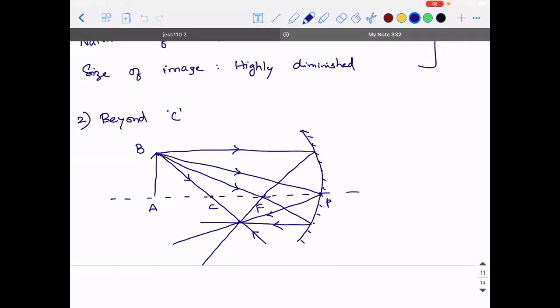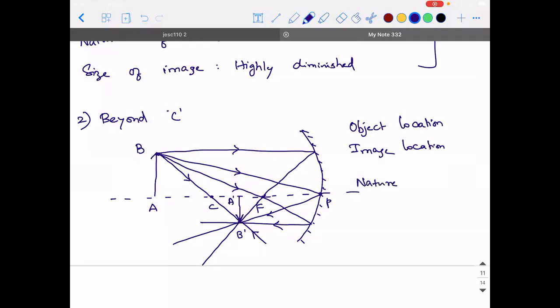So what I'm trying to say is, you need not draw this many rays in the exam. Whichever rule out of the 4 rules that I gave you, if you use any of them, you will be able to locate the nature of the image. You will be able to locate the position of the image. So the position of the image, let me call the image A dash B dash. Where are you able to see the location of the image? Sir, between focus and center of curvature. That's right. Between F and C, right?